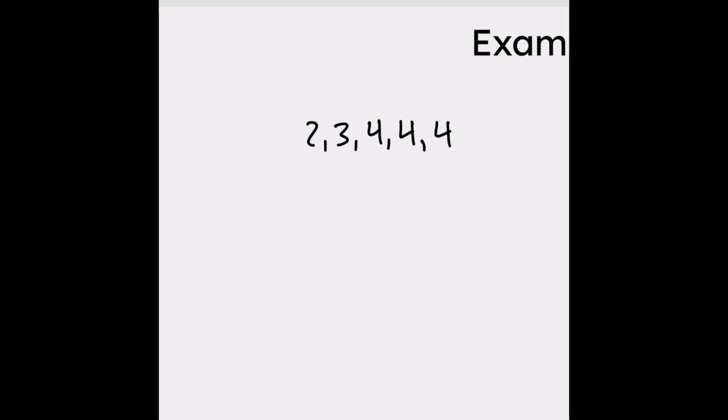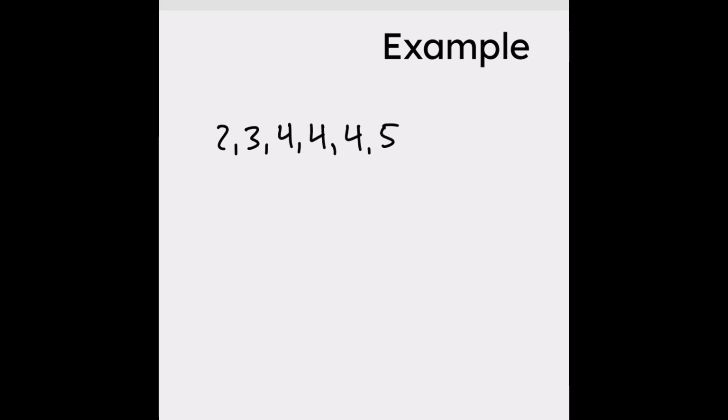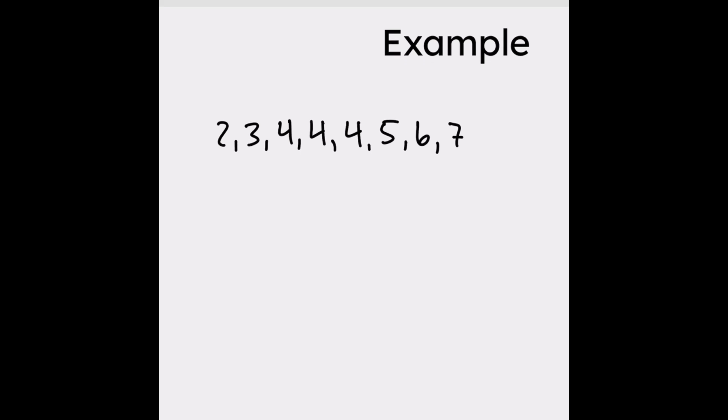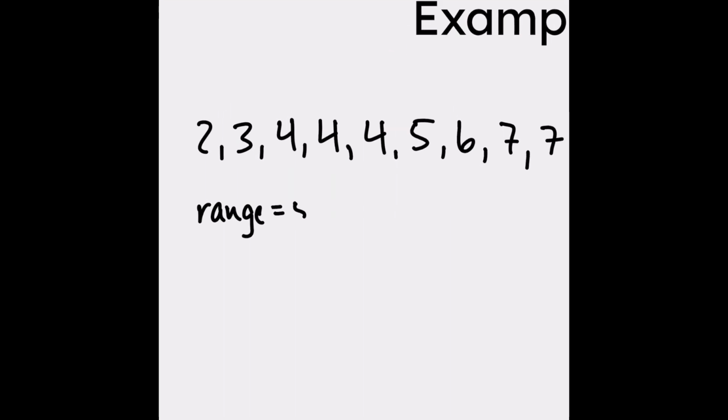Let's say that I have a pretty normal data set. Let's say my data set is 2, 3, 4, 4, 4, 5, 6, 7. Okay. And let me add one more, 7. Okay. So let's calculate the statistics for this. We have that the range is largest minus smallest, which is 7 minus 2 or 5.